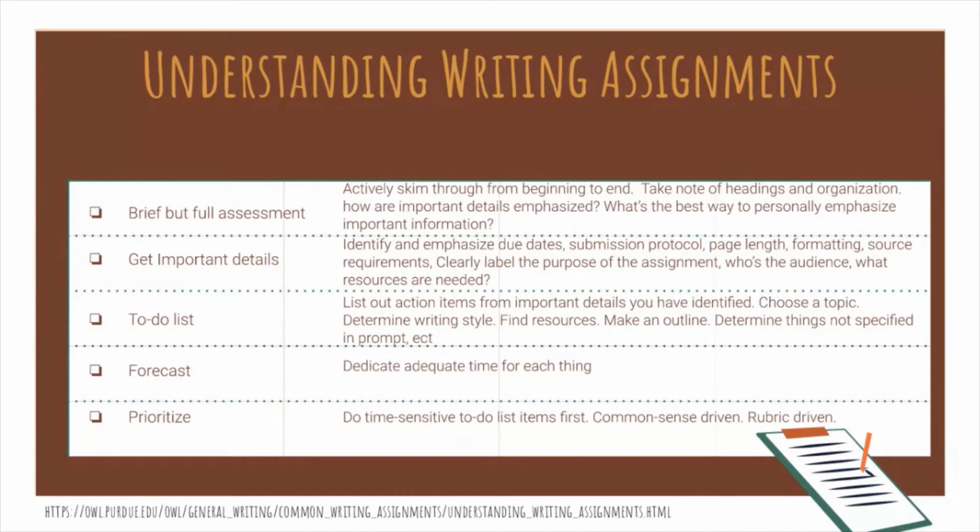You should definitely always have a to-do list, and this is where you list out all of your action items that you've gathered from the important details that you've highlighted. After you do that, you forecast. And what I mean by that is you determine how long each of those to-do items are going to take you. And you should know about how long it'll take you to choose a topic.